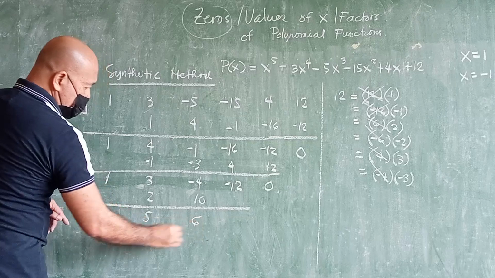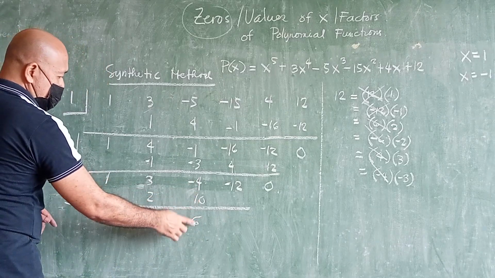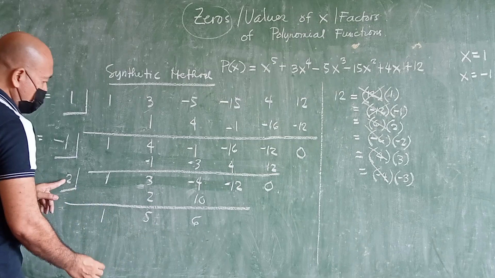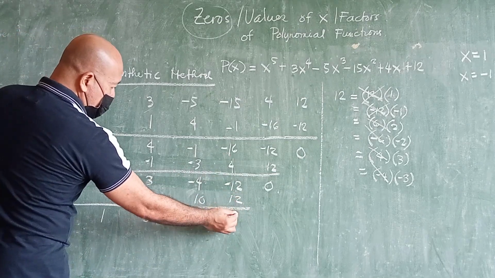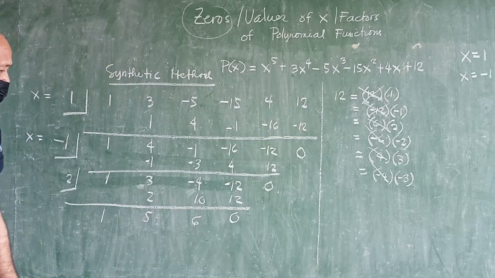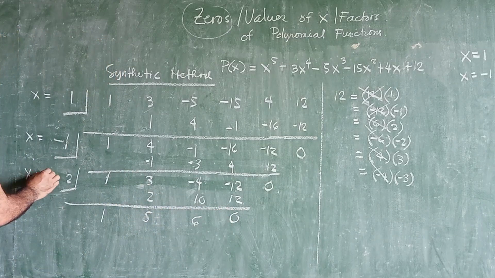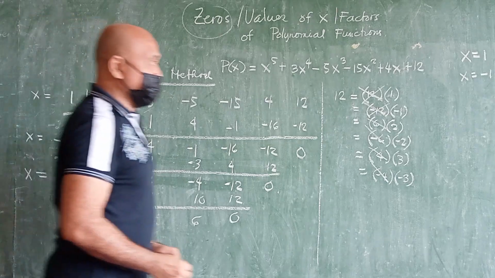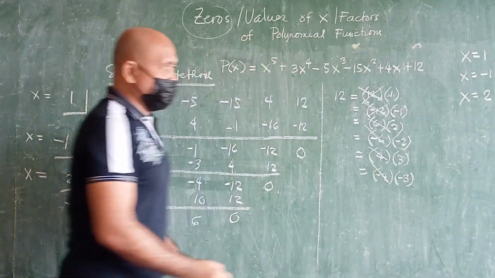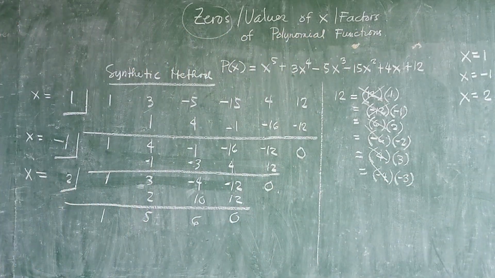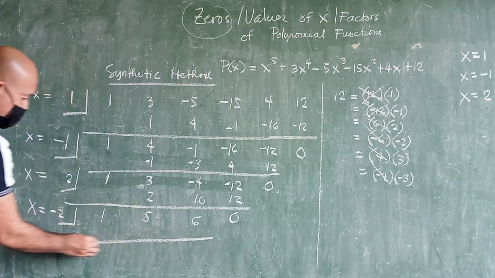Add, that is 6. Negative 4 plus 10 equals positive 6. And multiply 6 and 2, the result is positive 12. And when you add, the result is 0. So therefore, the third value of x is equal to positive 2. You have here x is equal to positive 2. And perhaps you proceed to the next. You may consider this time the negative 2 as a possible value of x.